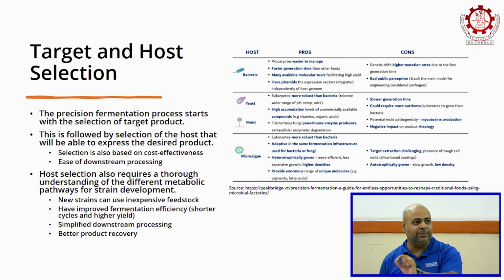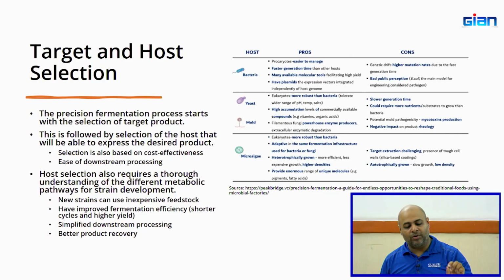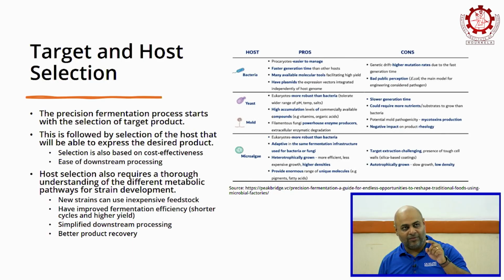Which one would be cheaper for you? Now, ease of downstream processing was one of the answers, like easier extraction of the product. Now, host selection also requires a thorough understanding of the different metabolic pathways for the strain development. Now, that was an amazing answer. Whoever gave that, thank you for that.